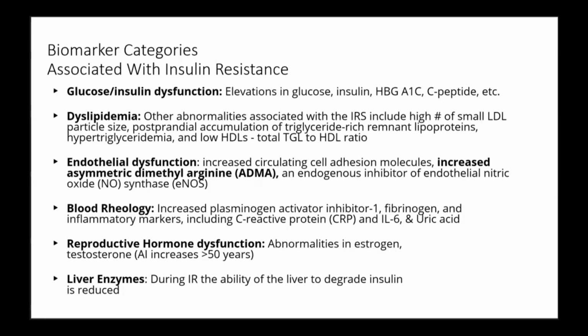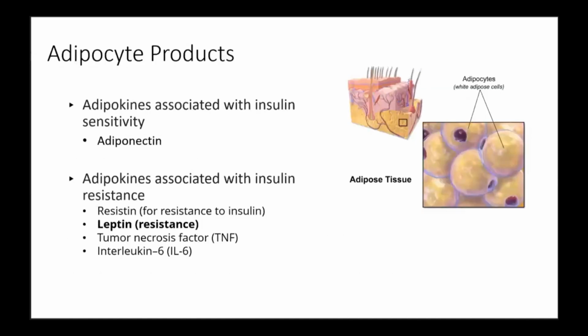Liver enzymes get affected by the insulin resistance, and can't degrade insulin. Estrogen abnormalities, testosterone. And then I mentioned the adipocytes, right? Those fat cells make adiponectin, which actually increases sensitivity. That will go down and leptin will go up. And you can run leptin levels. More than anything, it's for people to see that number.